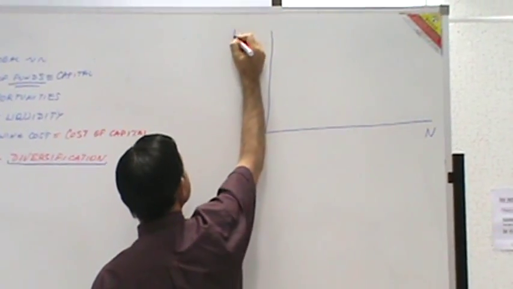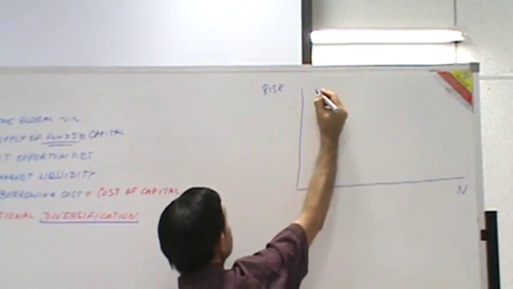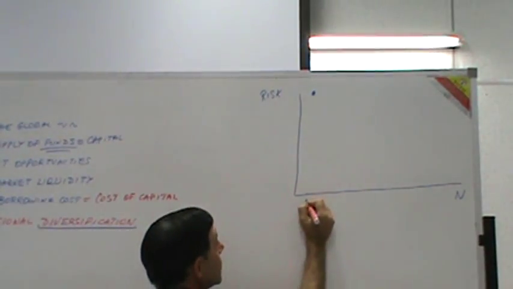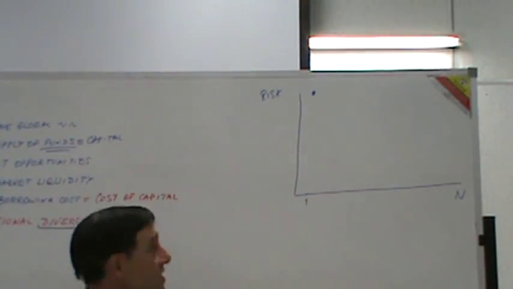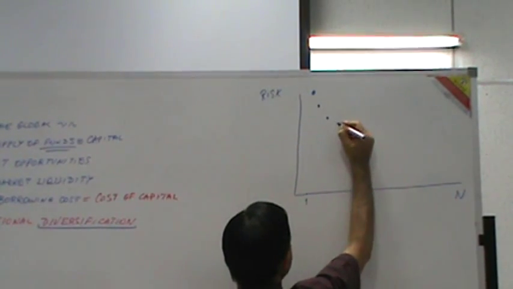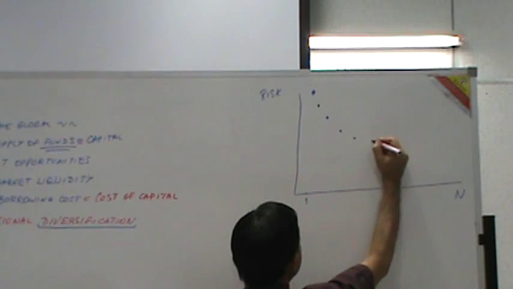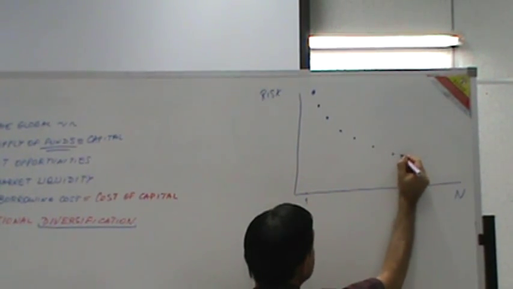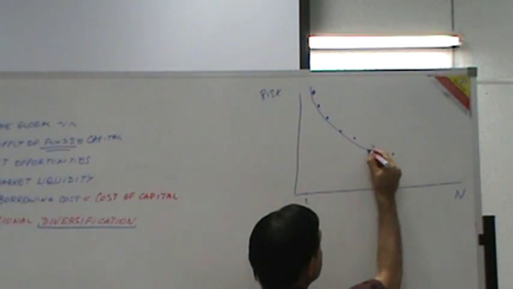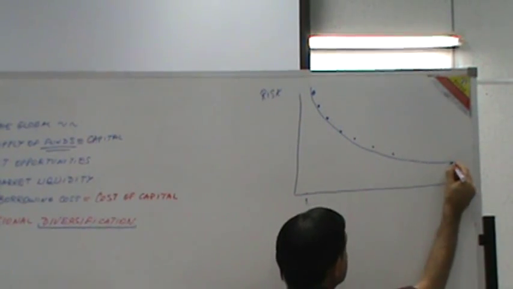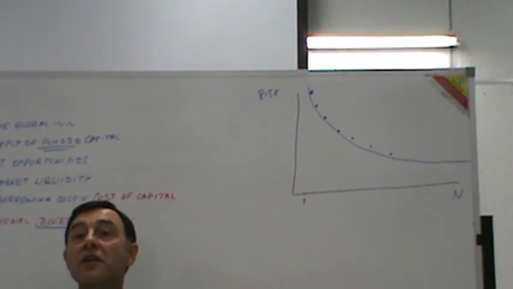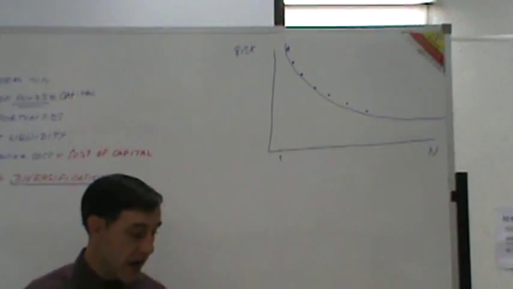And here is risk. If you have one stock, N equals one, you're going to have a very high risk. If you have two stocks, risk will fall. Three stocks, it will fall. Four, five, six, seven, eight, nine. And as you increase to 20 or 30, the risk will go down very, very little, okay?